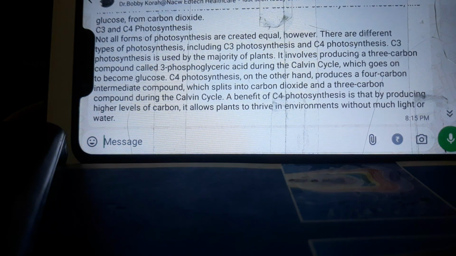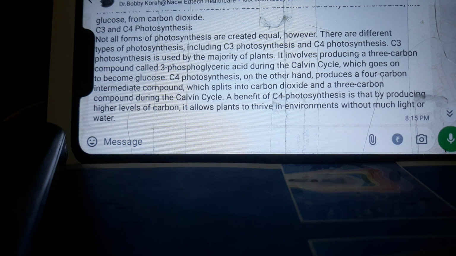Well, not all forms of photosynthesis are created equal. There are different types of photosynthesis, including C3 photosynthesis and C4 photosynthesis. C3 photosynthesis is used by a majority of plants. It involves producing a 3-carbon compound called 3-phosphoglyceric acid during the Calvin cycle, which goes on to become glucose. And C4 photosynthesis, on the other hand, produces a 4-carbon intermediate compound which splits into carbon dioxide and a 3-carbon compound during the Calvin cycle.